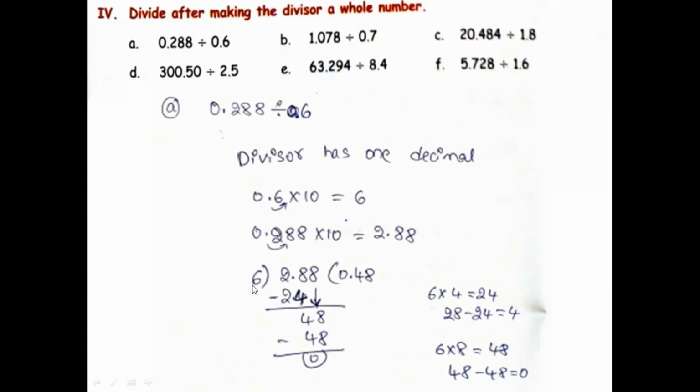Now we have to divide by 6. We cannot take 2. Take two numbers, 2.8. Further, now in the quotient write 0 point. Now 6 fours are 24. 28 minus 24, the difference is 4. Bring 8 down. 6 eights are 48. 48 minus 48, the difference is 0. The quotient is 0.48. The remainder is 0.